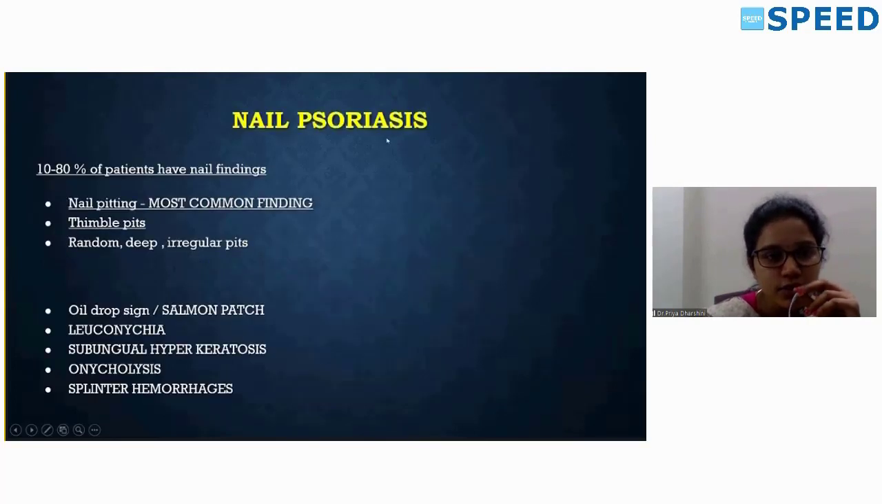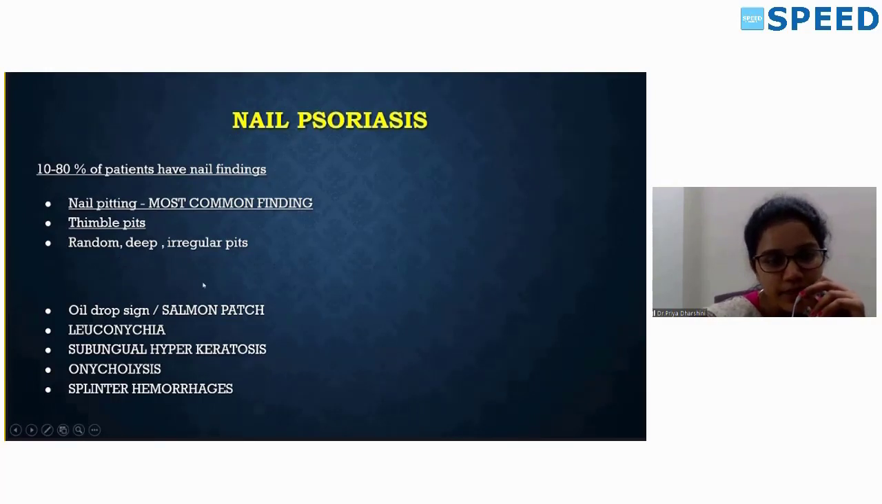Nail psoriasis, we'll discuss a few important points. Usually, the percentage of patients having nail involvement along with skin involvement in psoriasis is between 10 to 80%. Usually, 50% of patients having skin lesions of psoriasis will have nail findings also. The most common nail finding is nail pitting. The pit is called a thimble pit, and the type of pit is random, deep, irregular pit. This can be remembered with the mnemonic riddle pit.